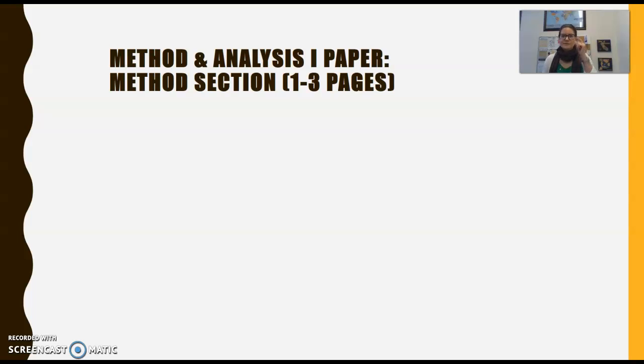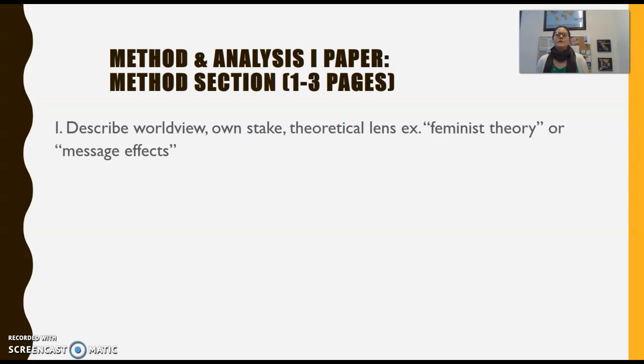1 to 3 pages. Some of you are going to have more to say, some of you are going to have less to say. But you can pluck this information straight from your proposal to start with and then elaborate on it. So you're going to describe the worldview, the type of qualitative study you're doing, your specific interest in the project, and then the theoretical lenses or approaches you're taking. So I'm going to approach this analysis through the lens of feminist theory, or I'm going to look for message effects. All right, you take some time unpacking that for us.